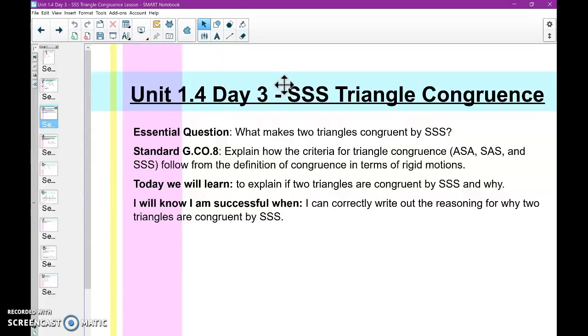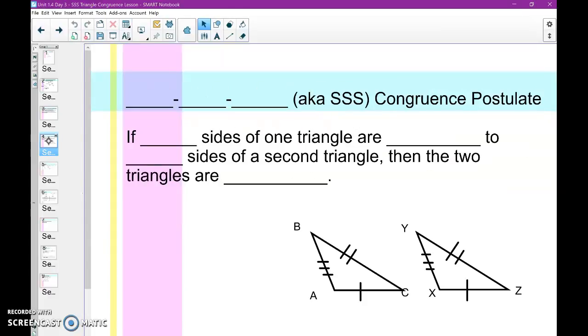For today, for example, side, side, side means if you know that all three sides of two triangles are equal to each other, you automatically know that all the angles and every piece of the triangle has to be the same. So you don't have to prove all three pairs of angles and all three pairs of sides anymore. You just have to be able to prove enough to get one of these acronyms. So that's your first fill in the blank here. So I'll go ahead and write that in. SSS stands for side, side, side.